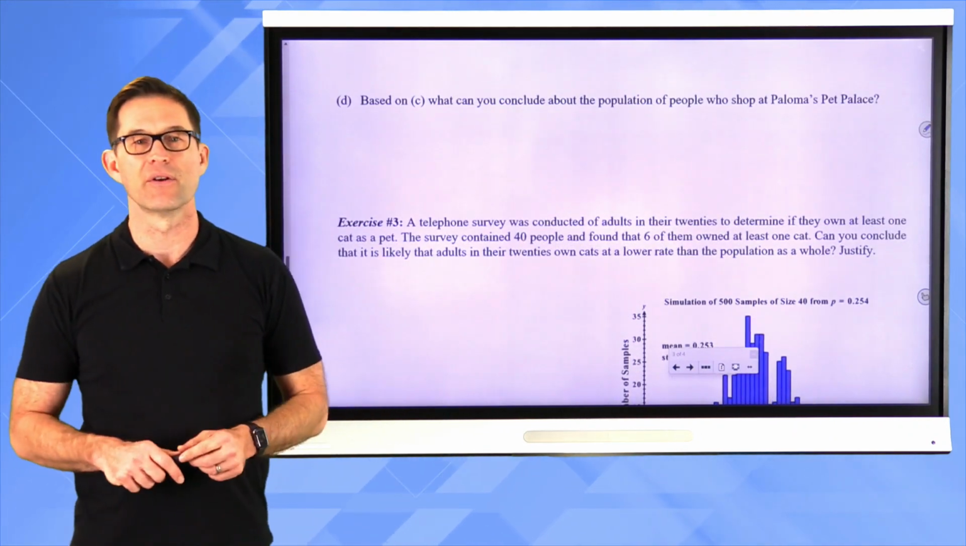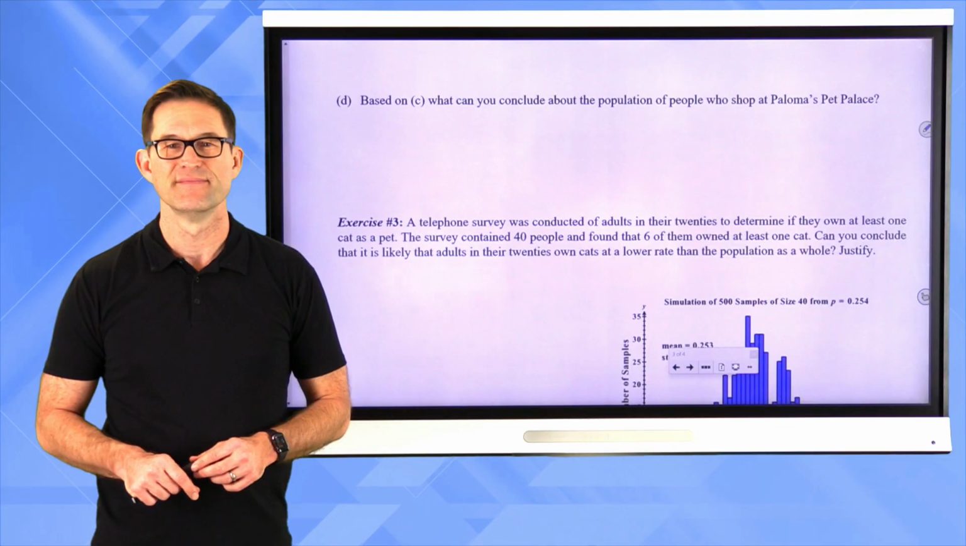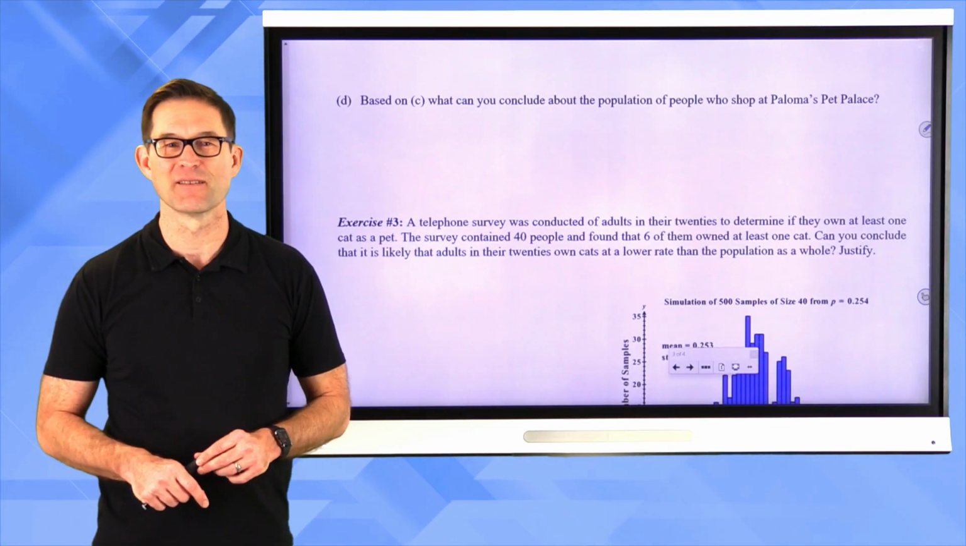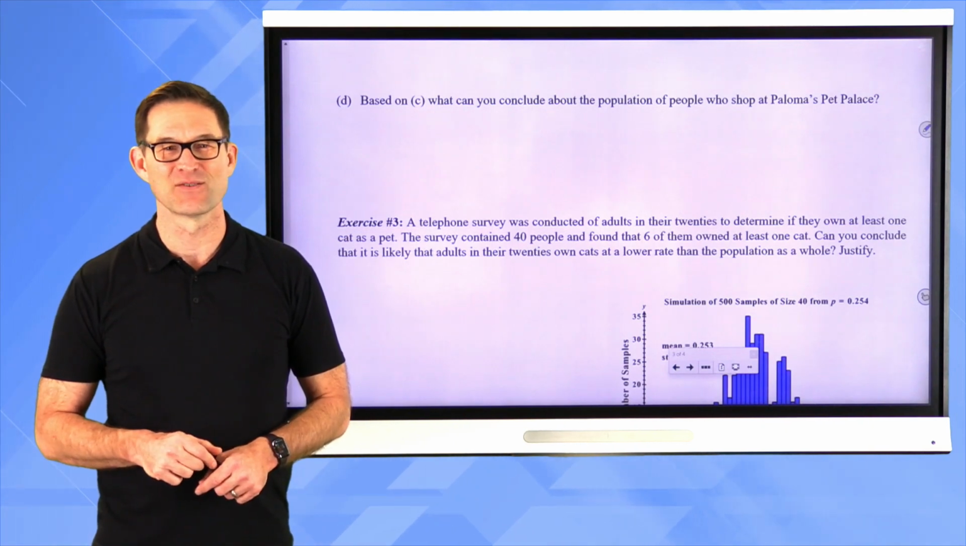So let's take a look at letter D. Based on C, what can you conclude about the population of people who shop at Paloma's Pet Palace? Yeah, I did create something that has 3 P's in a row. Pause the video now and go ahead and see if you can answer this question.